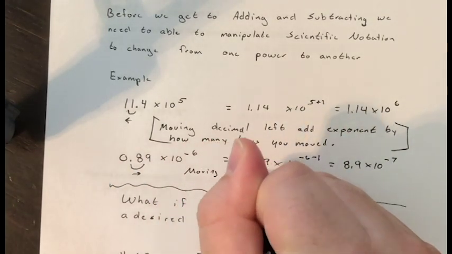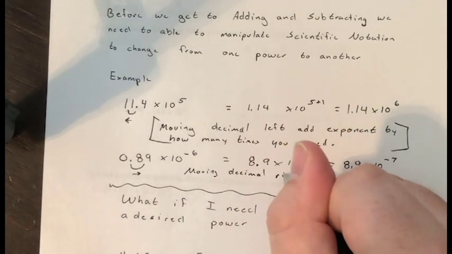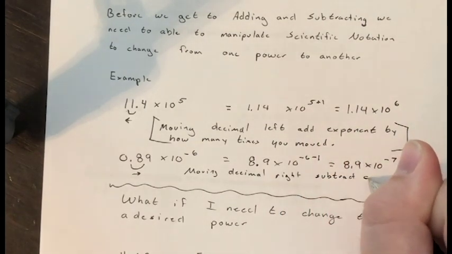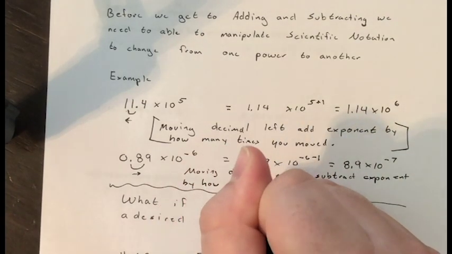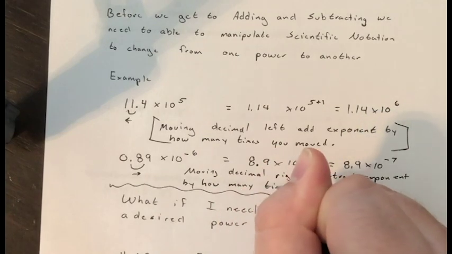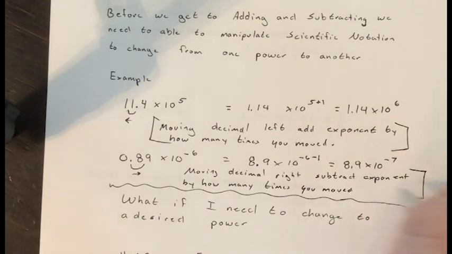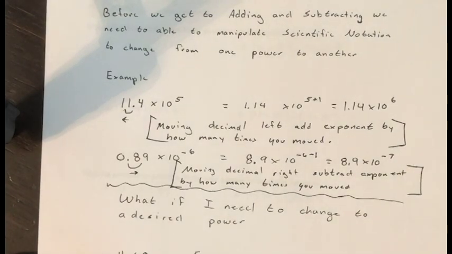So the opposite is true if I move to the right. Moving decimal right, subtract from the exponent by how many times you moved. So these are just two little side rules that we can try to remember to the best of our ability, because this is going to help us, especially when we go to add and subtract, not integers, but scientific notation in just a minute.